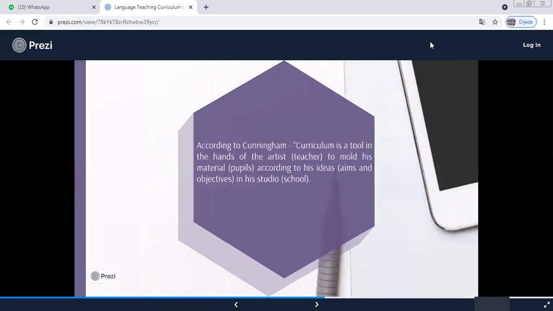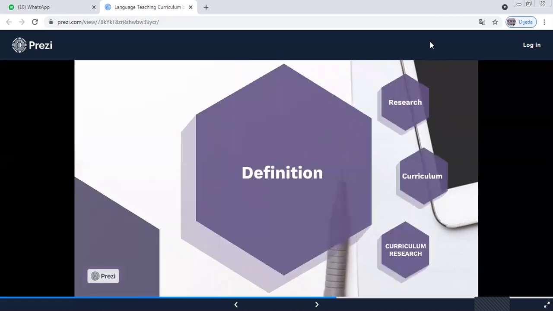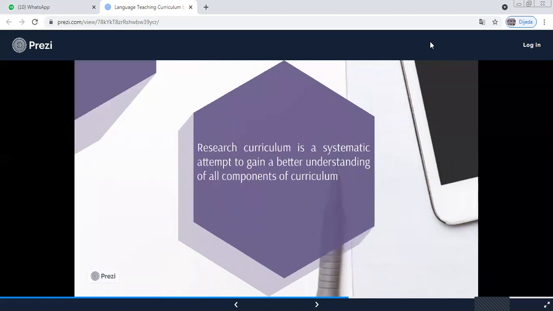According to Cunningham, curriculum is a tool in the hand of the artist or teacher to mold his material pupils according to his ideas, aims, and objectives in his studio or school. And definition about curriculum research. Research curriculum is a systematic attempt to gain a better understanding of all components of curriculum.